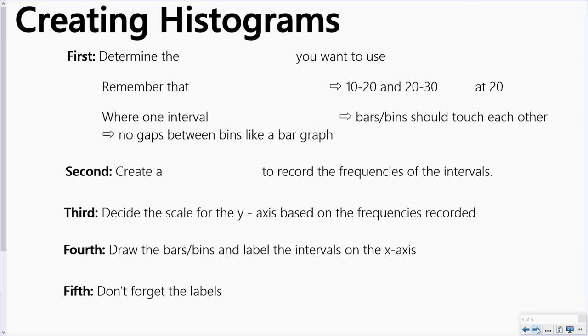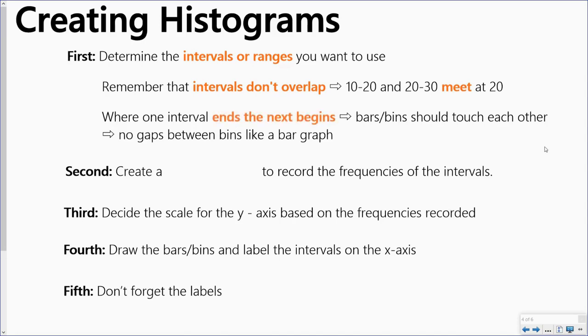So when creating histograms, first, determine the intervals or ranges that you want to use. Remember that intervals do not overlap. So if I have an interval or a range of 10 to 20 and one of 20 to 30, they meet at 20. Where one interval ends, the next one is going to begin. Bins and bars should not touch each other. There are no gaps between the bins like a bar graph.